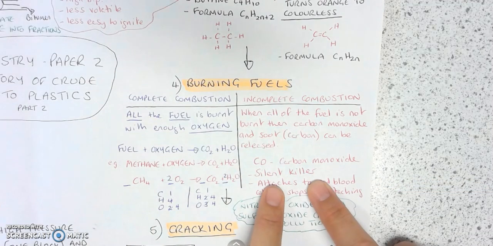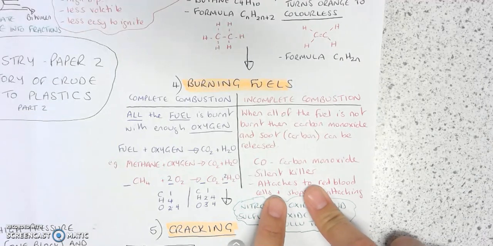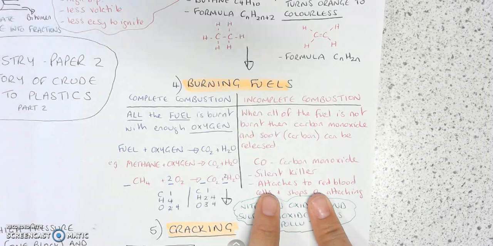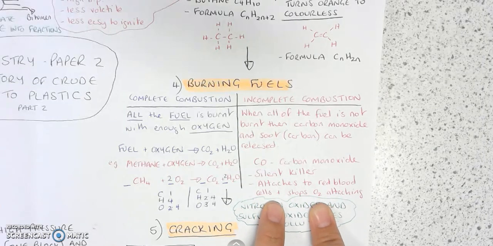We call that the silent killer, because if you produce enough carbon monoxide and you breathe it in, you can't taste it or smell it because it's odourless and colourless. However, what it does is it goes into your body and attaches to your red blood cells, and it stops your oxygen from attaching, and so you end up suffocating and dying.